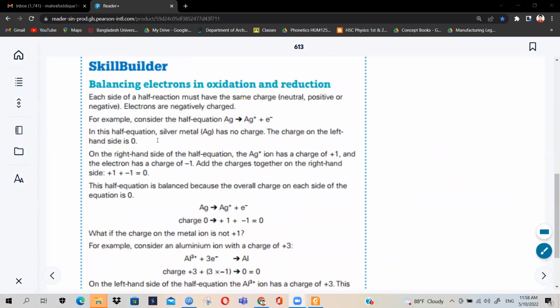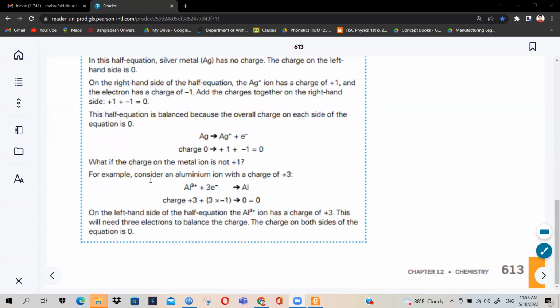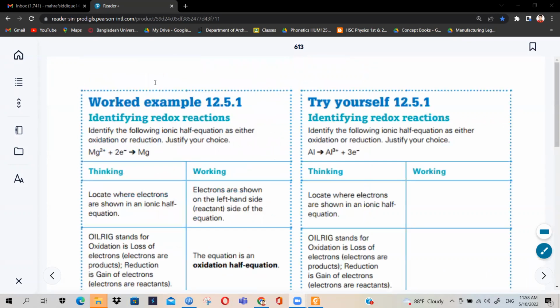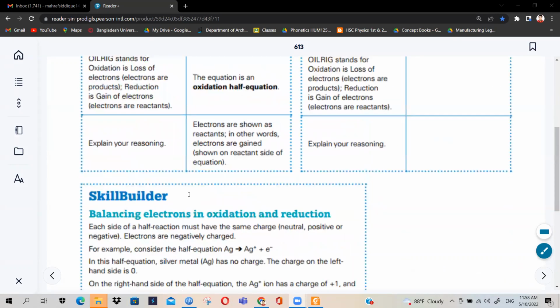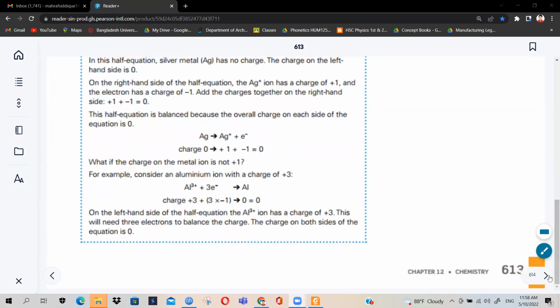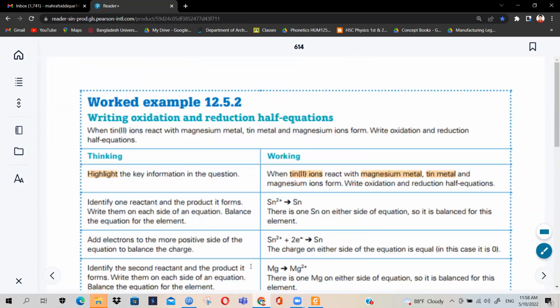Okay, so now consider the half equation Ag+. You could read them up. If you find any difficulties in understanding, please let me know. These are the things you have to read up, for your better understanding.